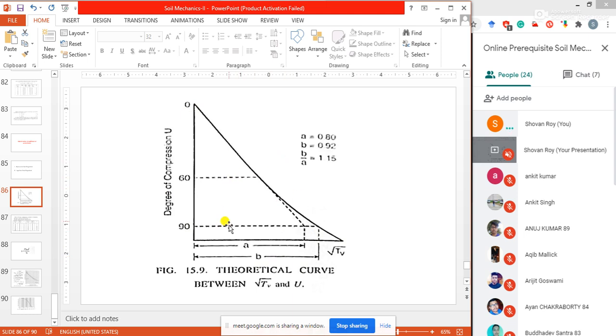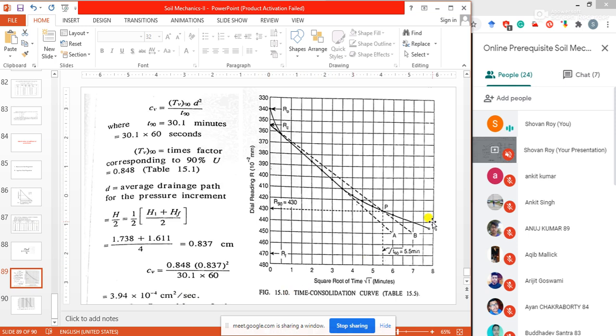I have already told you about the 60 to 90 values, U60 to U90. This is the actual line, and this is the straight tangent line. This difference is 1.15. The same thing we need here: line B is also drawn, and the difference of line A to line B is 1.15 times.